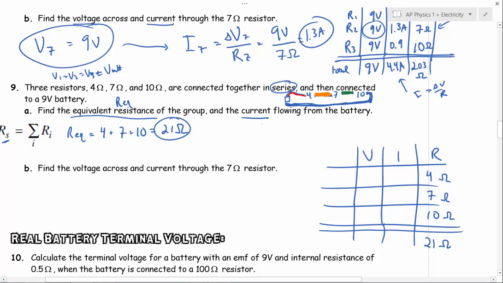It also asks for the current flowing through the entire battery. And I know that for the entire battery, this is R1, R2, R3, this is our total. We're looking at a 9-volt battery again. But for a series circuit, remember that the voltage is going to be split between each path. So I'm going to have a voltage drop at each resistor, and in total they're going to have to add up to 9.